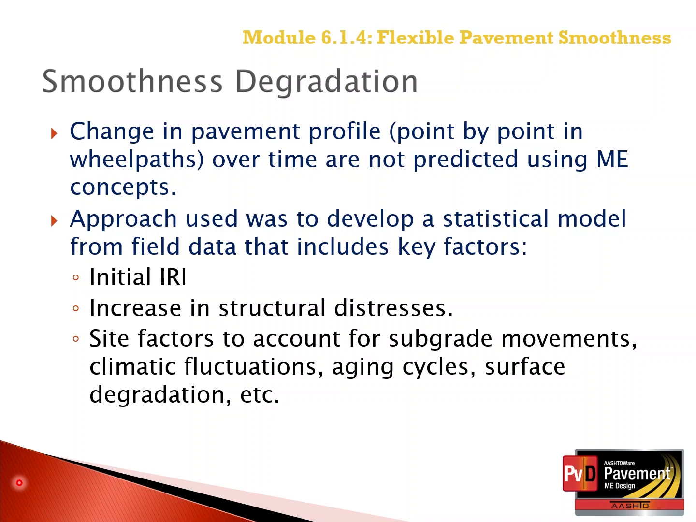The approach used or applied in the software or in the MEPDG was to develop a statistical model or regression equation to determine the change in IRI from field data, which includes key factors such as the initial IRI, the increase or change in structural distress, and a site factor to account for subgrade differential movements, climate fluctuations, aging of the asphalt wearing surface, and other surface degradation.